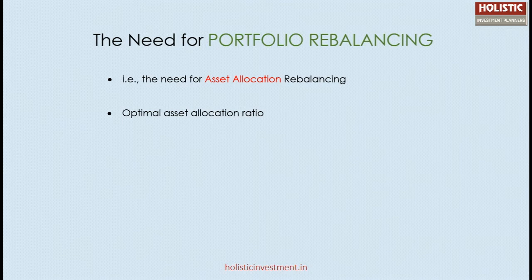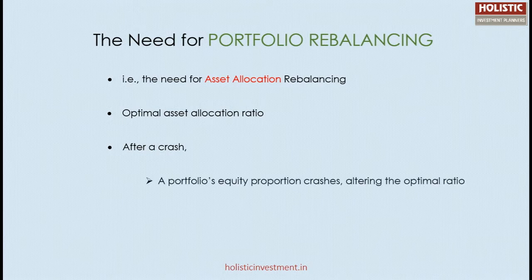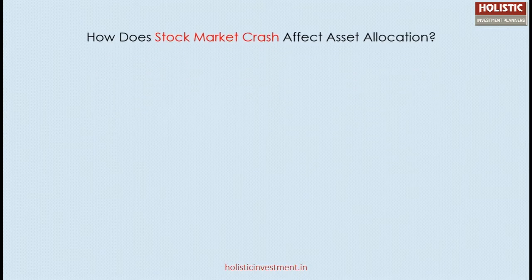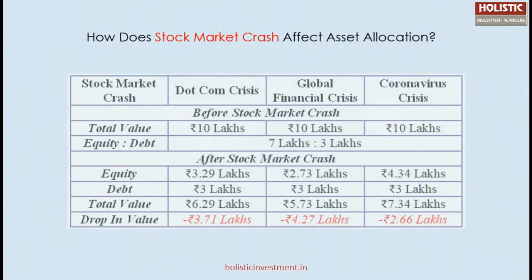Every portfolio has an optimal asset allocation ratio calculated by considering factors like your risk tolerance, your financial goals, etc. But after every crash, your optimal asset allocation ratio crashes down, as the equity proportion crashes down because of the stock market crash. In turn, your portfolio return also comes down and takes a big hit. So how exactly does the stock market crash affect asset allocation? You can understand this better in terms of numbers with an example.